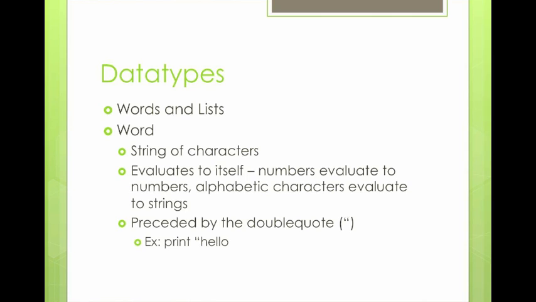There are two data types in the Logo programming language. First is the word. A word is a string of characters that evaluates to itself. If the word is a string of characters that is in a number format, then they evaluate to a number. And if it's simply a string of characters like alphabetic characters, then that evaluates as a string. They are preceded by a double quote.